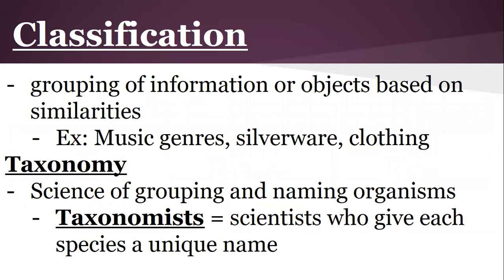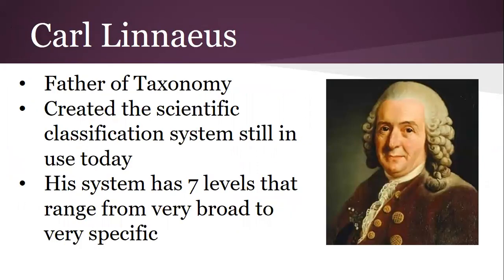Classification. Classification is the grouping of information or objects based on similarities, and there are some examples for you. Taxonomy is more specifically the science of grouping and naming organisms, and taxonomists are the people who actually do the naming. There was a man named Linnaeus, and he's the father of taxonomy. He created the classification system that we use today in a slightly modified form because of DNA and other newer inventions, but we still have a 7-layered system, and it still goes from very broad to very specific.